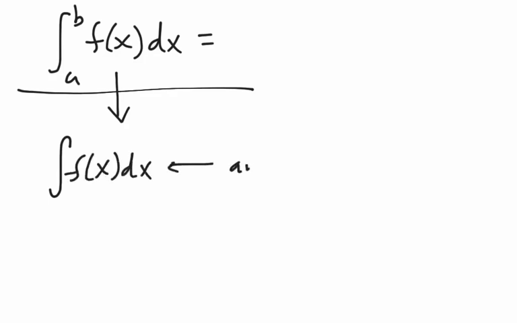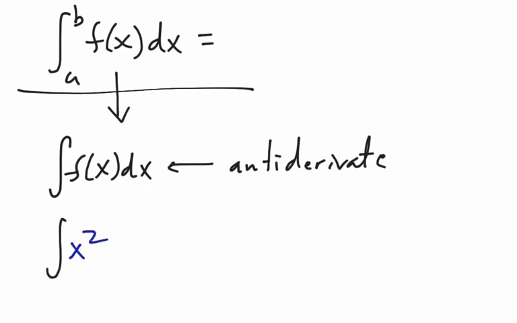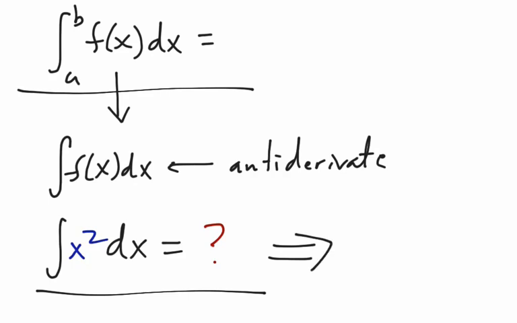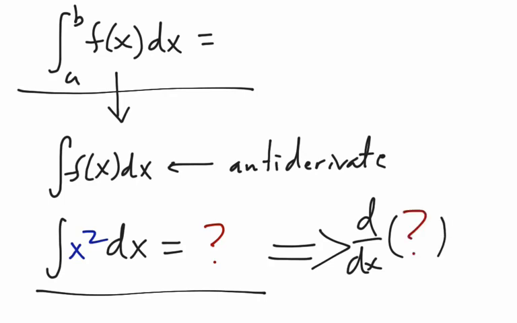And this is where the antiderivative part comes in. Check it out. Let's say, for example, that I want to integrate x squared dx. Well, I'm not sure what this means. I don't know what this is yet. It's a question mark. Well, the integral is basically undoing a derivative. So this question is the exact same as asking, the derivative of what function, in red, gives me x squared?